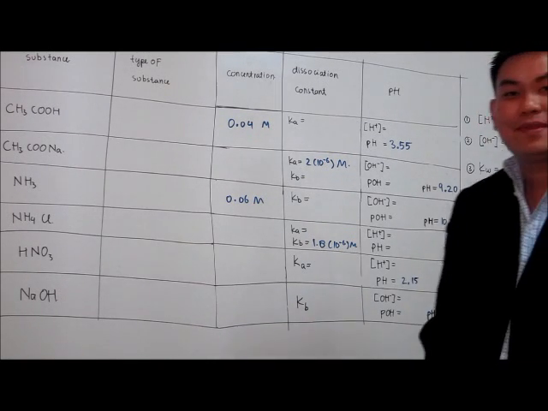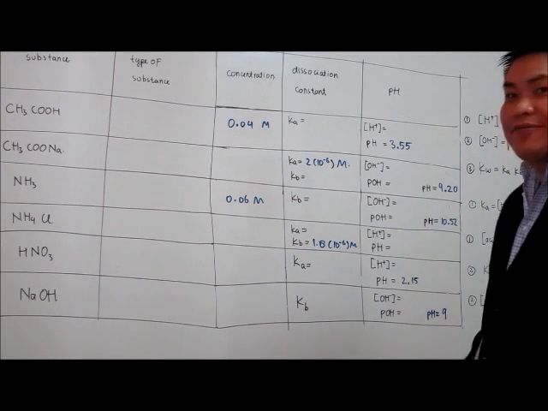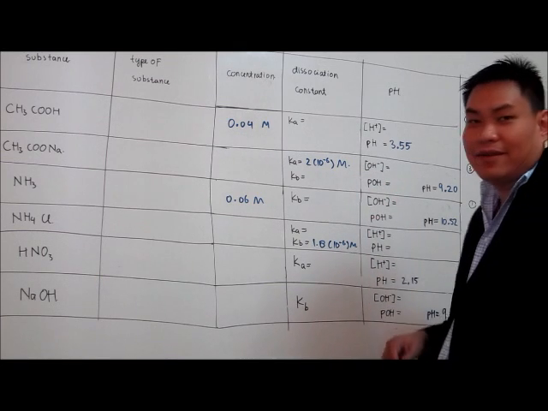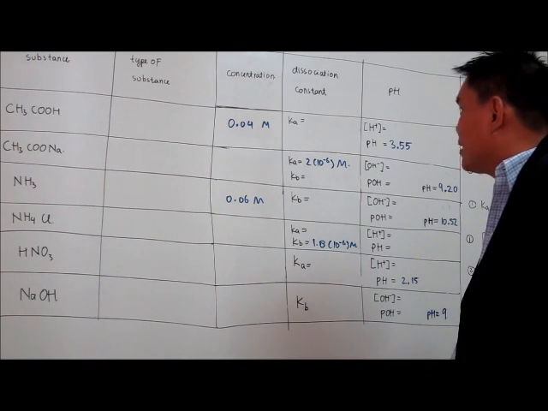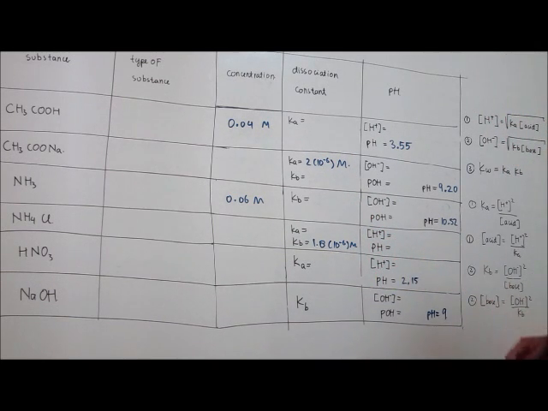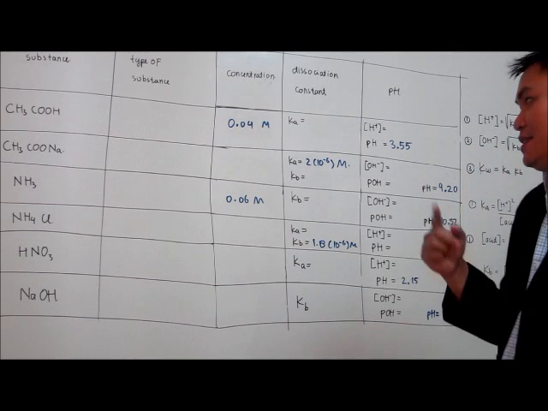Hi, welcome again. Today I am explaining chapter 7 about equilibrium. Then there is one part called ionic equilibrium calculation. In the last lesson we learned how to calculate the pH of a solution when you have only one substance in that solution.